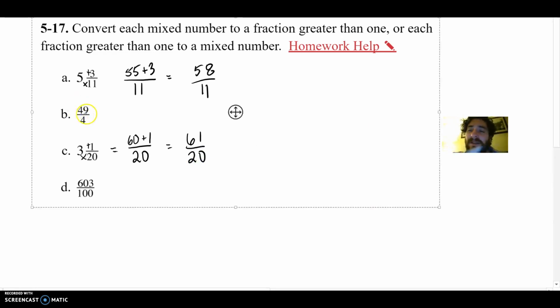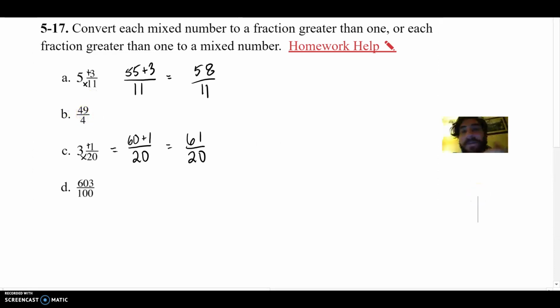Going the other way is a little bit more tricky for me, but it's not too bad. You just do a little bit of division. I'm wondering, if 1 whole is 4/4, how many 4/4 are in here. How many fourths are there in 49? So that's a division problem. I'm asking how many fourths are there in 49.